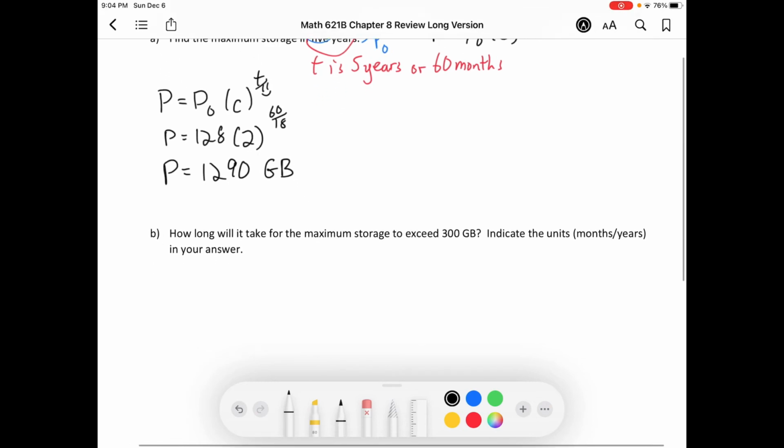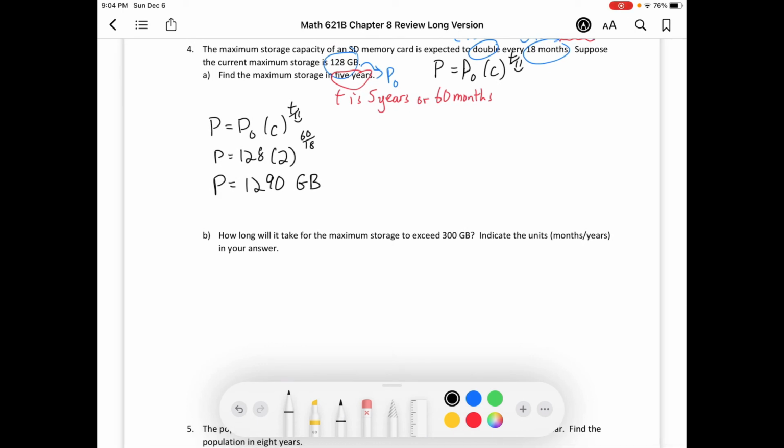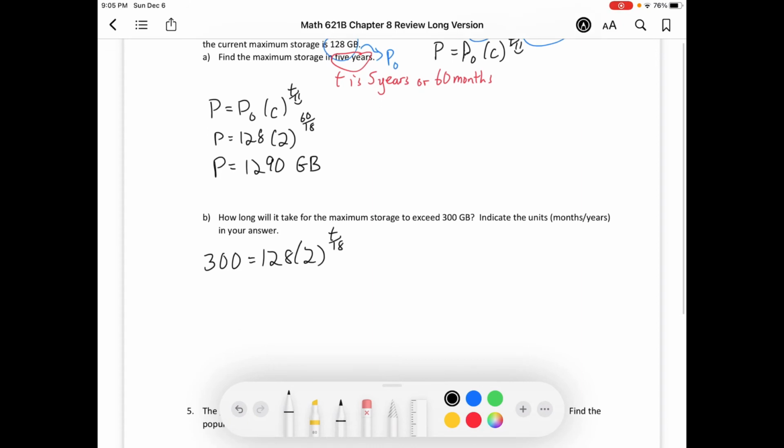How long will it take for the maximum storage to exceed 300 gigabytes? So really we're wondering, we've got this kind of set up. We don't know how long the time is, and we're wondering whether that's going to get to be bigger than 300. Now probably the easiest way to solve this is to consider it as an equation, even though we're wondering about exceeding. But when will it meet 300 gigabytes? All right, so now we've got an exponential equation. The unknown is up there in the exponent, so that means we're going to have to use logs later on. Let's start just by isolating the exponential term.